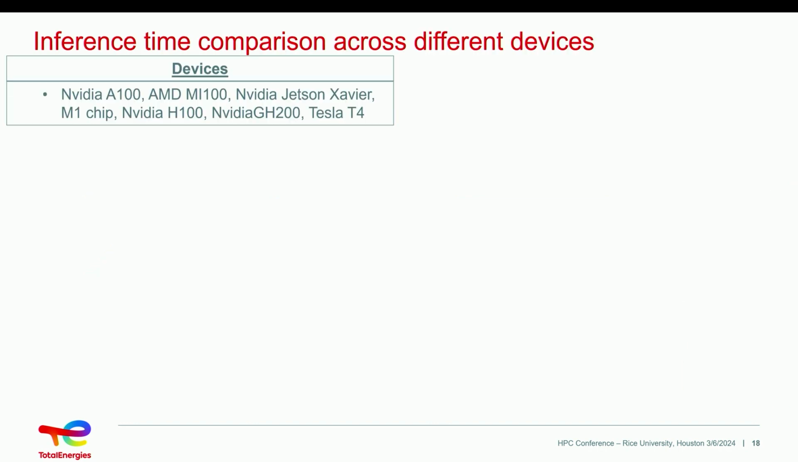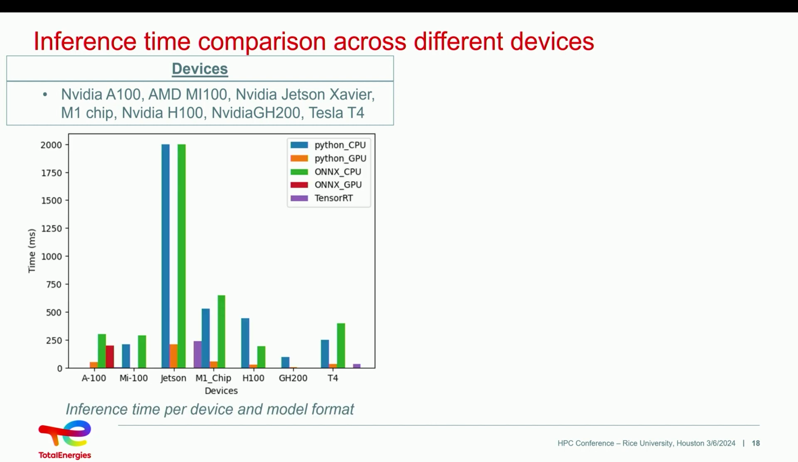So for this test, I worked with 7 different devices. I worked with A100, MI100, NVIDIA Jetson Xavier, which is an edge device. We also worked with the M1 chip because it's something that is available in the lab for this use case. NVIDIA H100, GH200, and also Tesla T4.